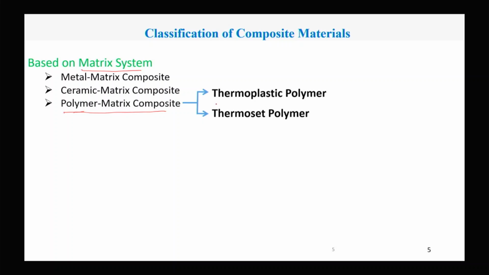One is thermoplastic polymer, another is thermoset polymer. Most of the applications nowadays are based on thermoset polymers. The main drawback of this type of composite is that once it is made, it cannot be reversed. But thermoplastic polymers can be melted and we can use that composite repeatedly.